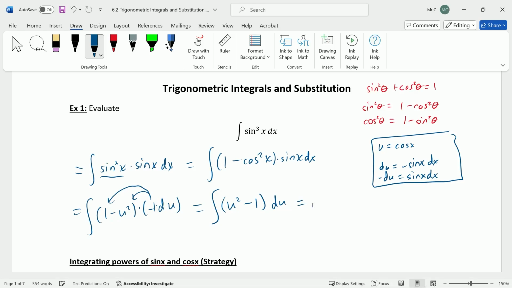And now I take my antiderivative normally, so I get u cubed over 3 minus u plus a constant, and finally substitute back in. So we substitute cosine of x back in for u. We get cosine cubed of x minus cosine of x plus c. So the whole key here is just keeping in mind that we can always replace even powers of sine or cosine with an expression involving even powers of the other function.